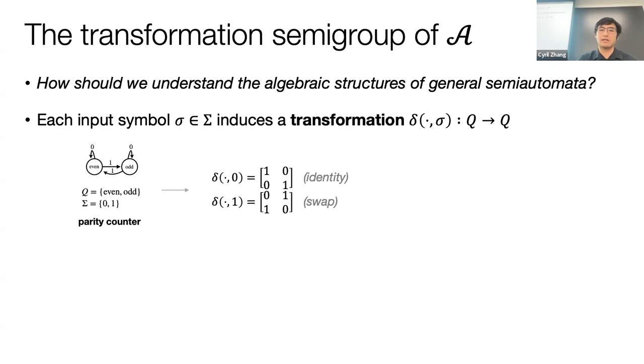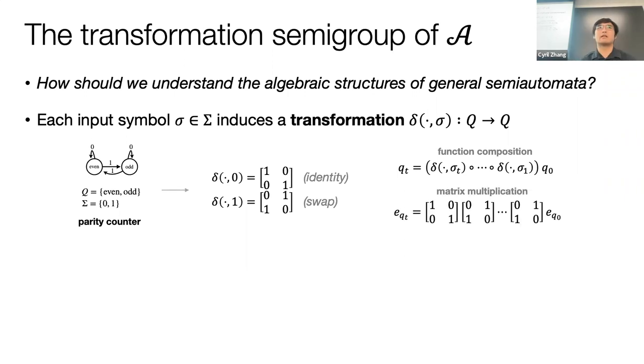So for the parity counter, we'll associate with this what each input symbol does, right? The zero symbol does nothing to the state, and the one symbol swaps the states. Simulation for some length t we're just rewriting as a composition of these functions indexed by the input symbols applied to the initial state. And maybe for intuition purposes, we can embed this in matrix multiplication, right? So really, we just have a pile of matrices, and we're multiplying a long sequence of them in order to get some total composite transformation of a long sequence of functions.